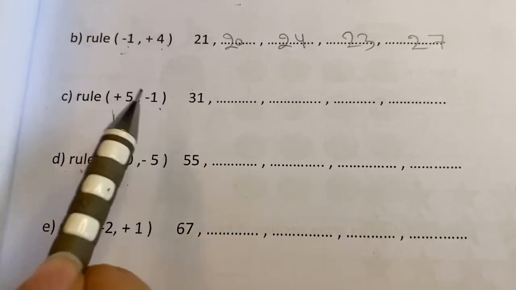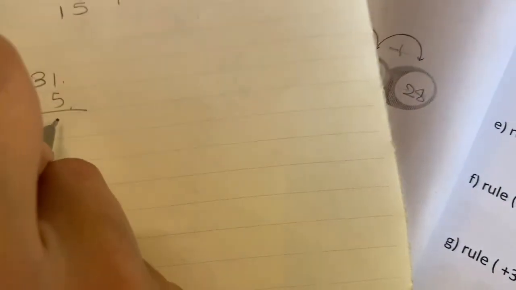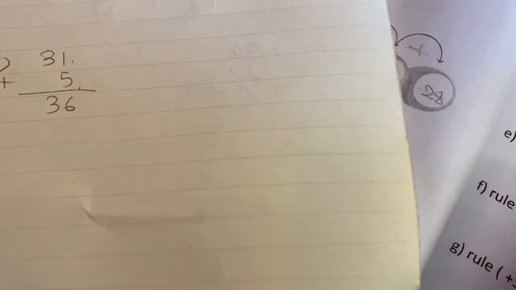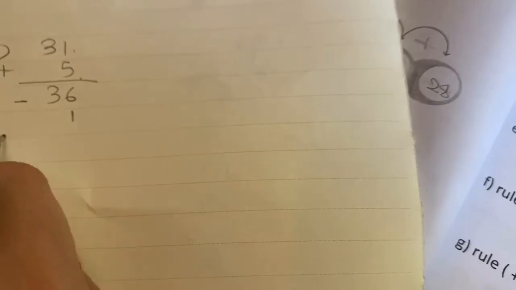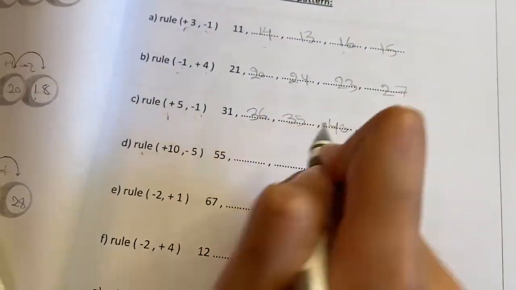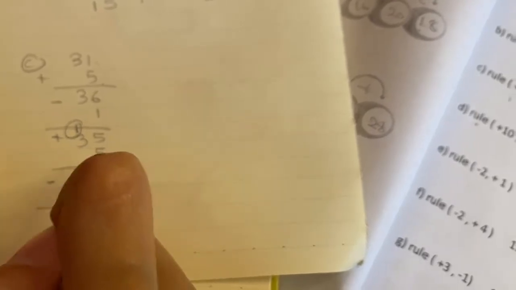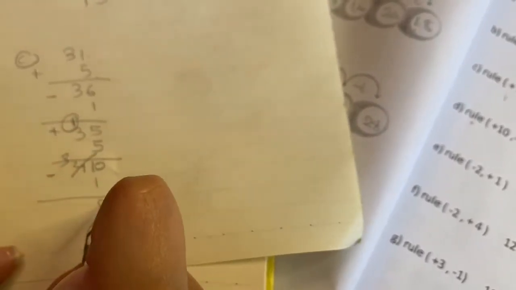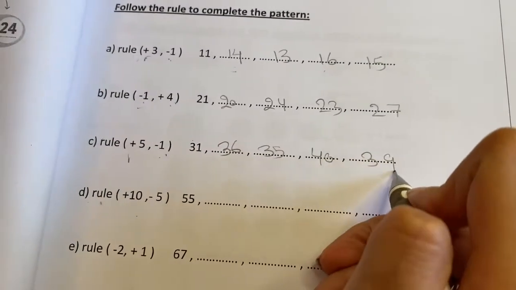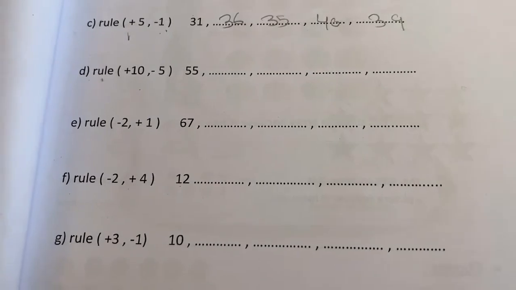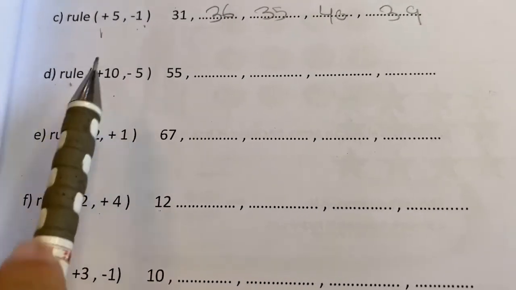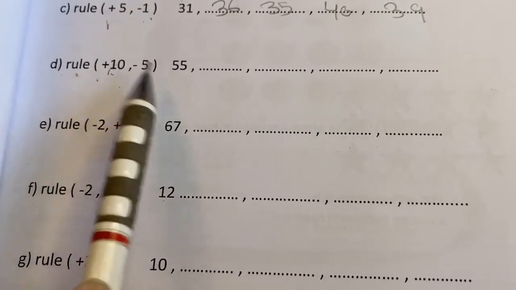Okay, the third one. The rule is plus 5 minus 1. So we'll add 5 and then we will make minus 1. 31 plus 5, 1 plus 5 equals 6 and 3, 36. 36 minus 1, 6 minus 1 equals 5 and 3, 35. 35 plus 5, 5 plus 5, 10, 0 and 1 will fly over the head of 3. It's going to be 4, 40. 40 minus 1, more on top or more on floor, go next door and get 10 more, 10 minus 1, 9 and 3, 39.